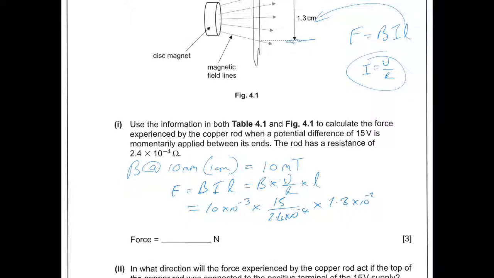So watch your units, get everything in the standard unit. B must be in teslas, I must be in amps, and the L must be in meters. And so we've done all that. Just feed that through your calculator. And I get 8.125 newtons for that, so I'm going to put that down as 8.1 of a newton.